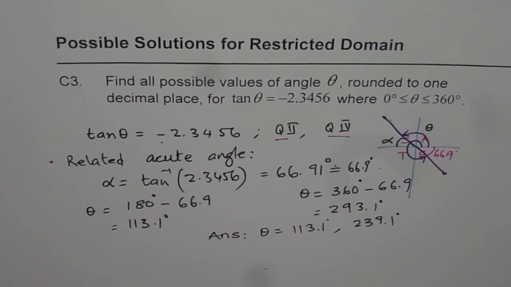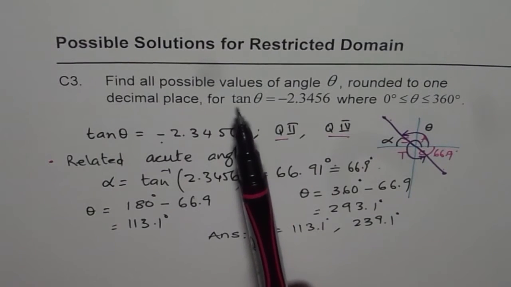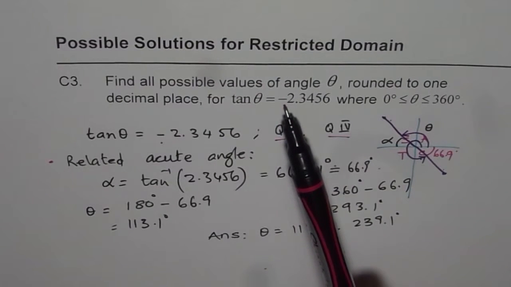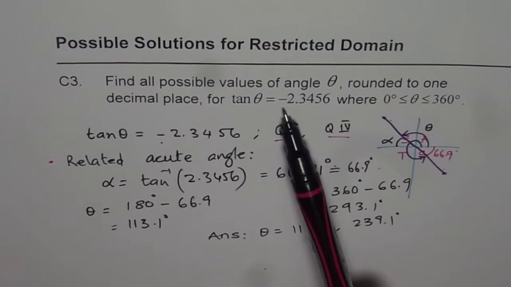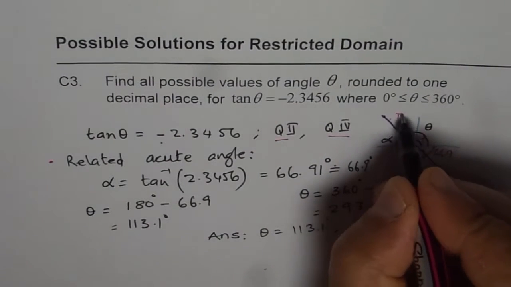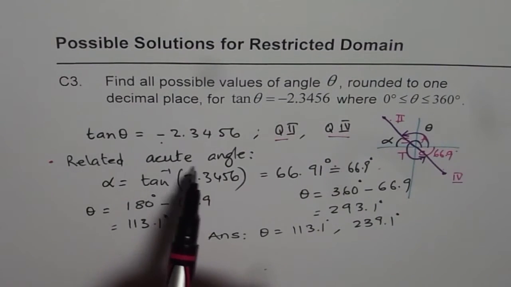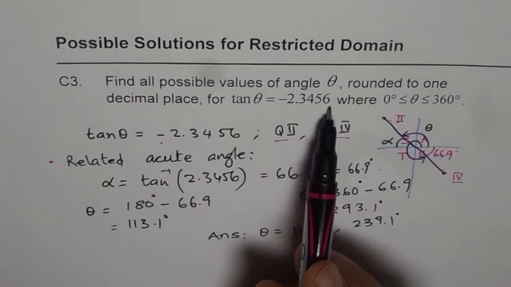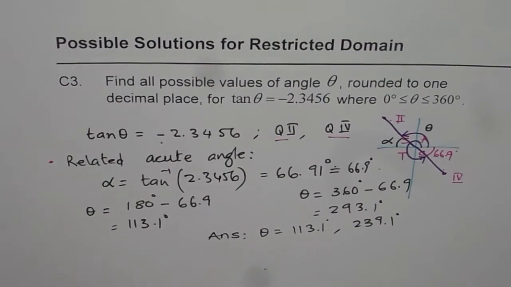Now to summarize, when we are trying to find the angle theta for the given trigonometric ratio, the first step is, from the sign, figure out the quadrant we are interested in. Since tan is negative, the quadrants are quadrant 2 and 4. The second step is to find the related acute angle. To find it, take tan inverse of the value. Do not consider the sign, just take a positive value. Acute angle means less than 90, and in the first quadrant all ratios are positive.